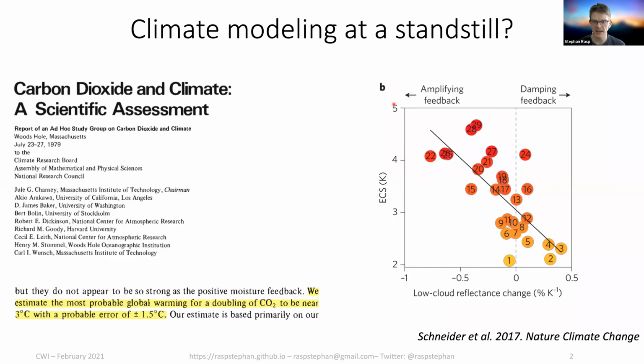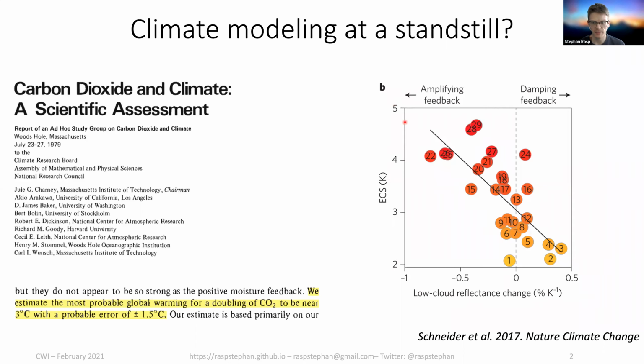And this is kind of shocking because, of course, the models are a lot more sophisticated. They're a lot more computationally expensive than the models that we had 40 years ago. So a key question is then, why do we still have this uncertainty? And people have, of course, looked at this. And one simple way to look at it is what's shown here in this scatter plot.